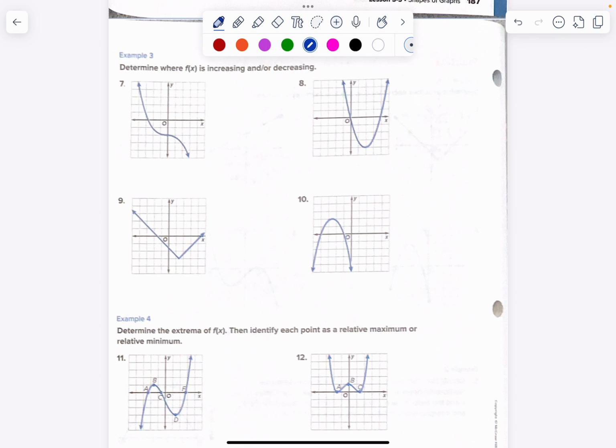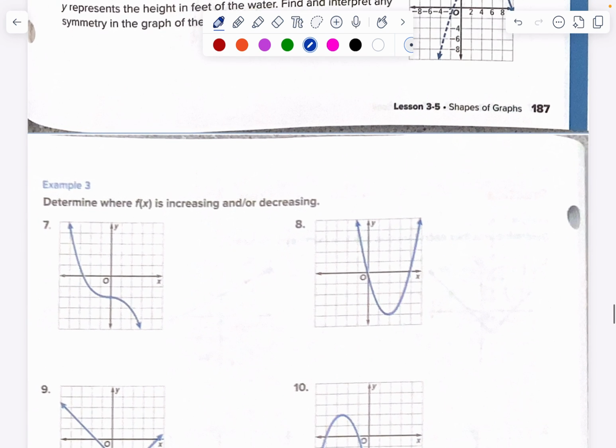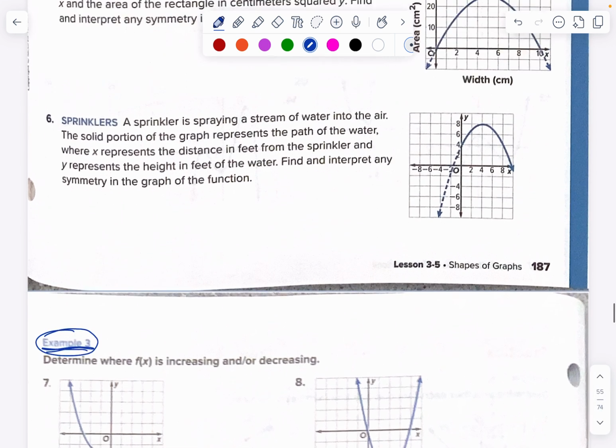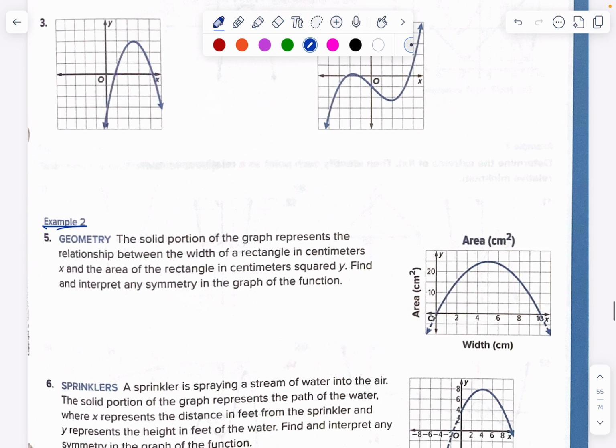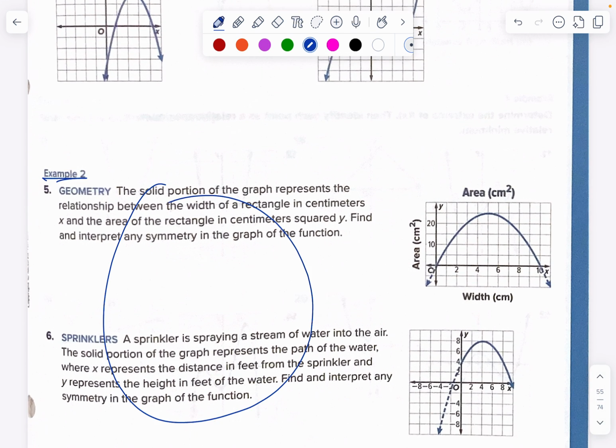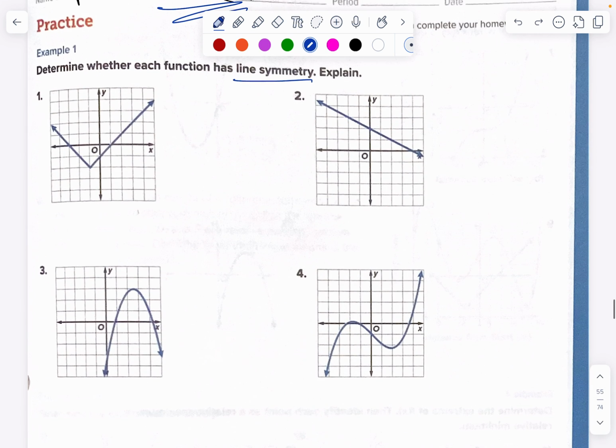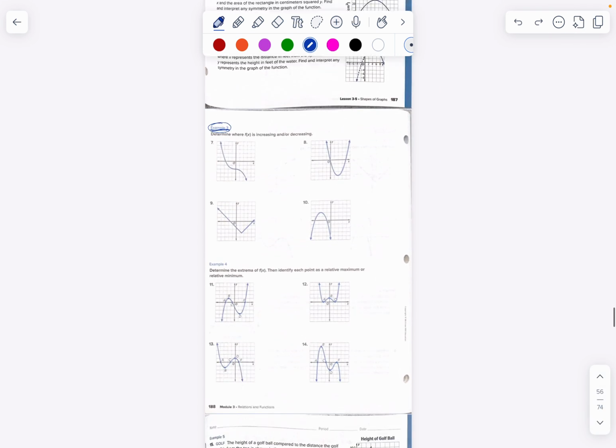So this one is increasing, decreasing. Make sure you pay attention to this heading right here. If you get stuck and you don't know where to start with increasing, decreasing, you just do it exactly like we did example 3. Whatever we wrote down, that's what you're looking for from example 3. Same thing here. Example 2 is kind of what these two problems are going to look like. So refer back to those if you get stuck, or help each other. That is totally fine.